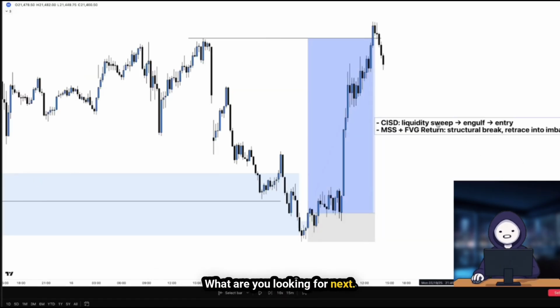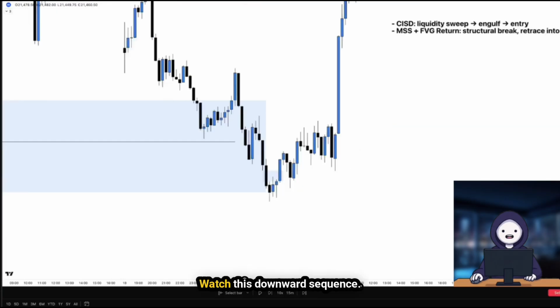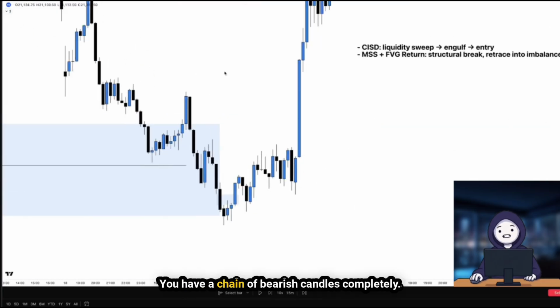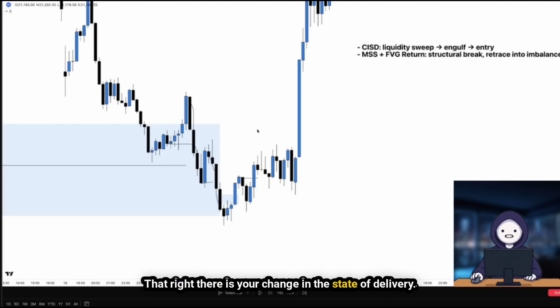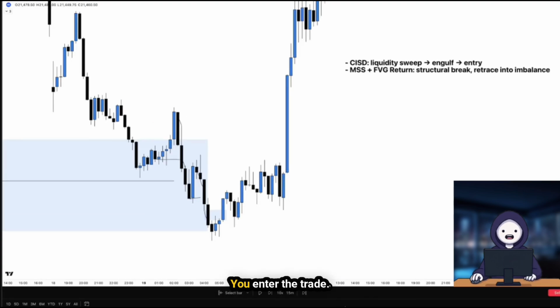What are you looking for next? A change in the state of delivery. Watch this downward sequence. You have a chain of bearish candles completely dominating the structure, engulfing every bullish candle that attempts to form. Even this group of bullish candles fails to reclaim the bearish momentum. But then look at what happens. The market prints a bullish candle that fully engulfs that entire downward sequence. That right there is your change in the state of delivery, and at that moment, you enter the trade.